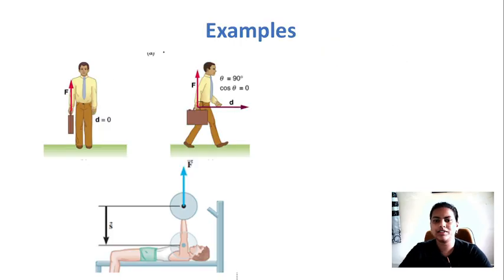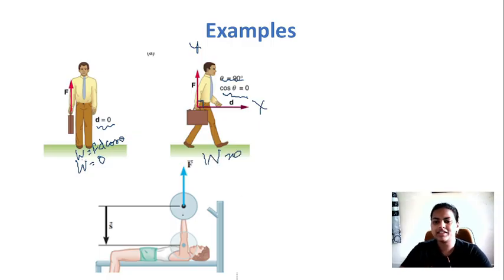Let's see some examples. If the man is standing and the displacement is 0, then the work is 0, because work is equal to F d cos theta, so d is 0 and the work is 0. If the man is holding this briefcase, the force is acting in the y direction and the displacement is happening in the x direction. The angle between them is 90 degrees, and the value of cos 90 is 0. So the work is 0 in this case.